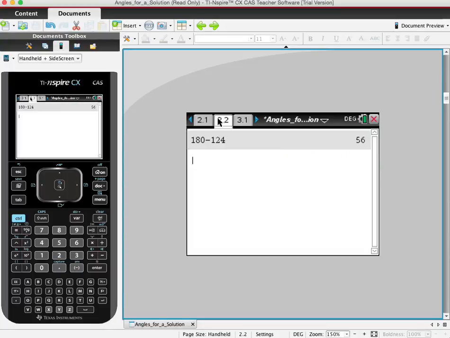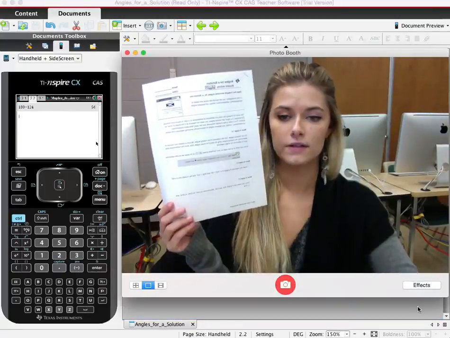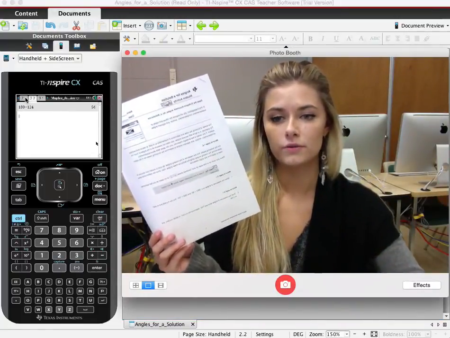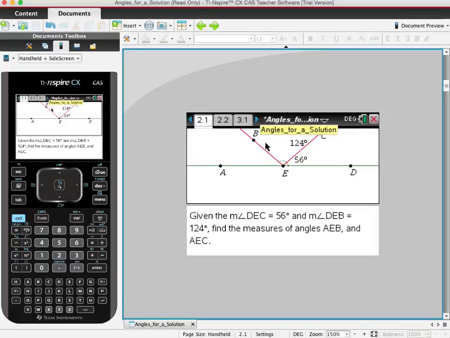And be sure to note either on your calculator page or on the handout that you guys have, be sure to note these angle measures and to say what theorem you're using to come up with them. So in problem number 2.1, you're still going to have to find AEC as well, and you can still use supplementary.